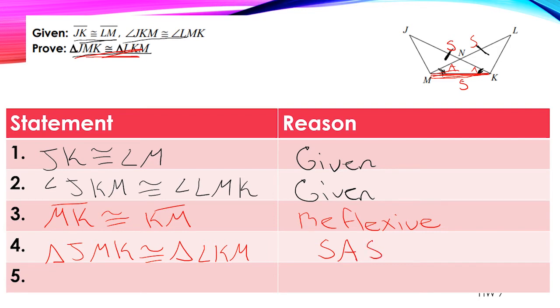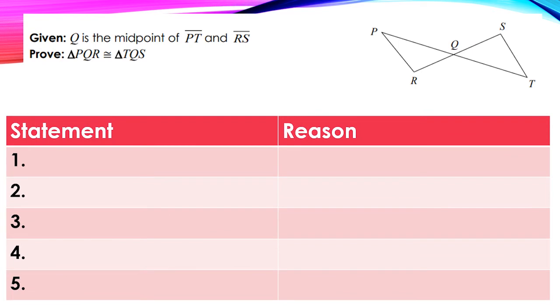So we have 5 boxes. We didn't need all of them because we were able to prove using this reflexive property here as well as this theorem and our given statements that these two triangles are in fact congruent. Let's take a look at these triangles here. We want to prove that triangle PQR is congruent to triangle TQS.